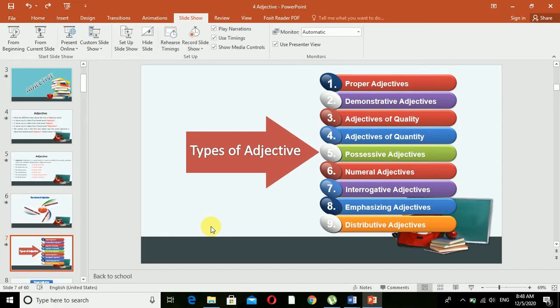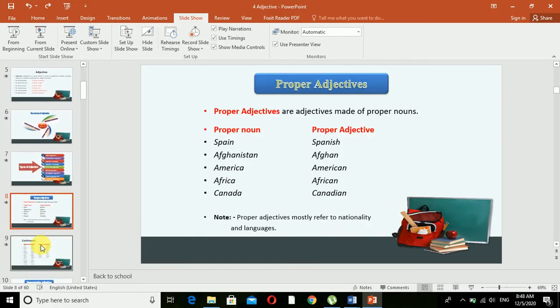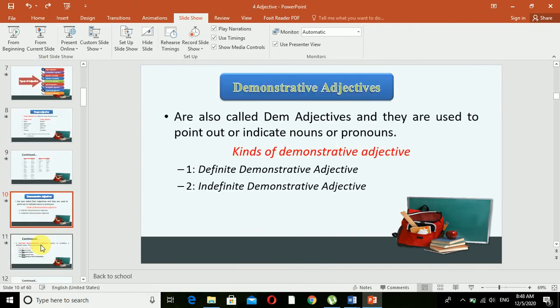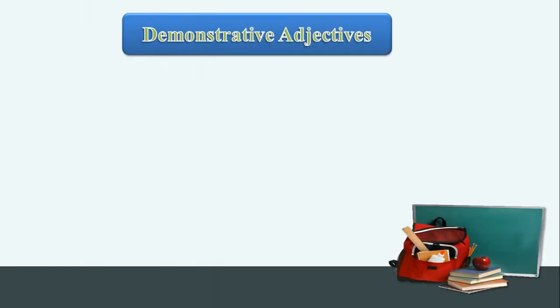So let's get started with the types of adjectives that we will discuss. The first one is demonstrative adjective. The very first thing is its pronunciation. Some students mispronounce this word, which is not the correct pronunciation. So it's better to pronounce it correctly as demonstrative adjective, because the word demonstrative is taken from the word demonstrate. Demonstrate is the verb form, and demonstrative is the adjective form, right?